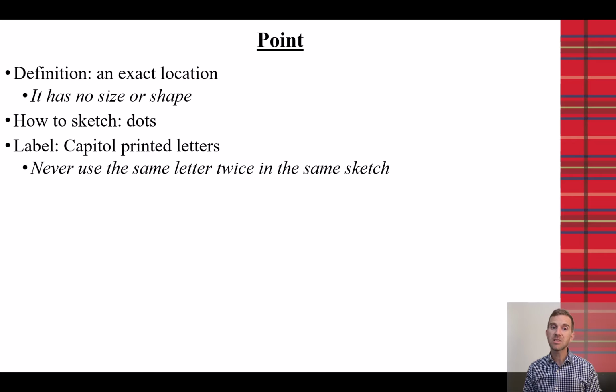And we never want to use the same point or the same letter twice for different points in the same sketch or construction. So if we had these 3 points here, we wouldn't want to label that third one A, we would want to label it something different like C, so we could be talking very specifically about that location.